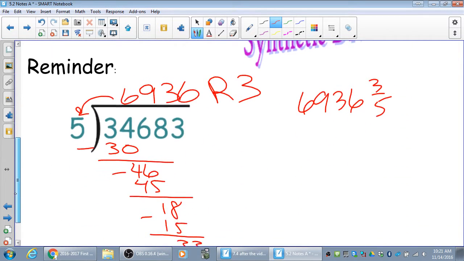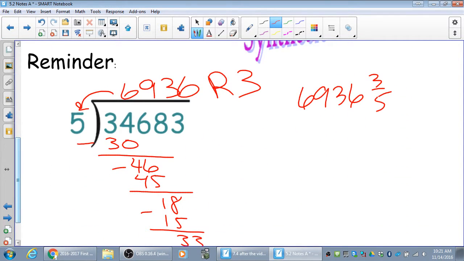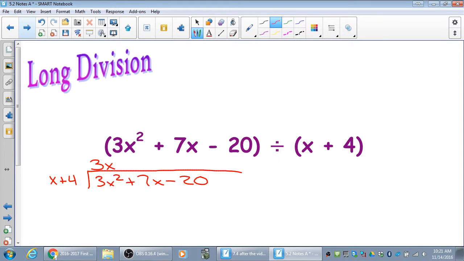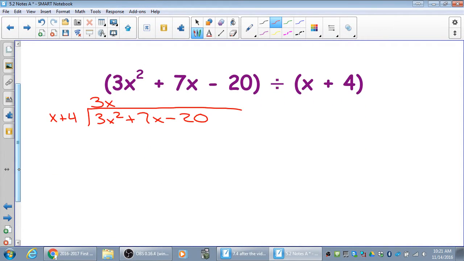Just like we did before up here. We said, all right, what do we take times 5, not to get 34, but to get as close as we can? Well, 6 times 5 is 30. That's as close as we can get without going over. It's like the Price is Right game. But now we can get exactly what we want. We can get the 3x squared. So 3x times x is the 3x squared. It's exactly what we want. And then whatever happens after that happens. We don't care what happens after that.